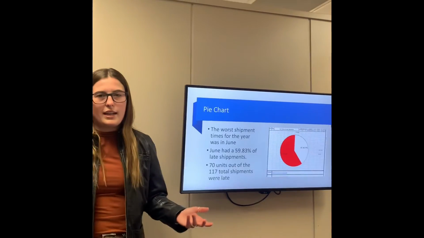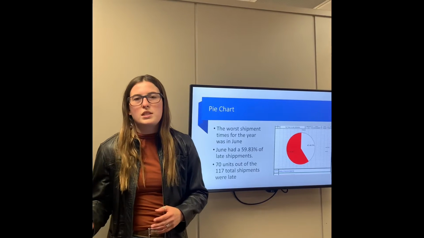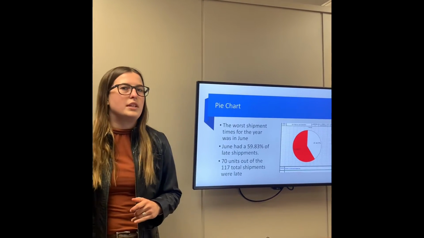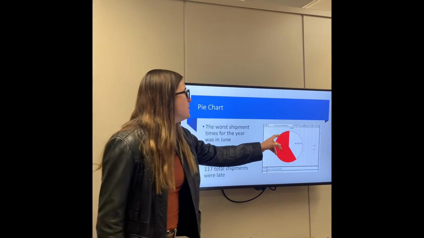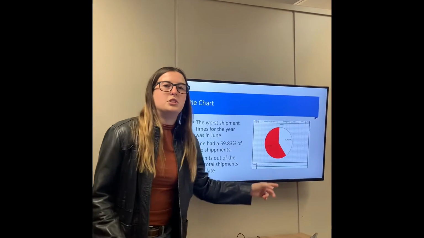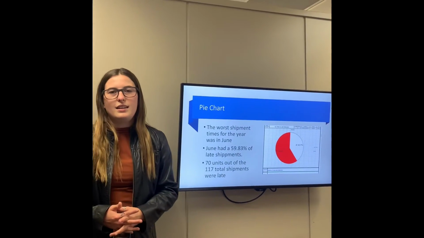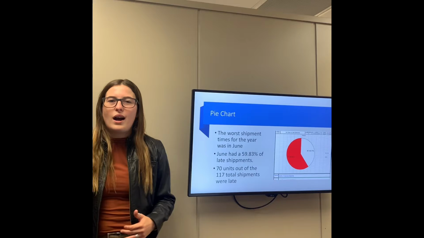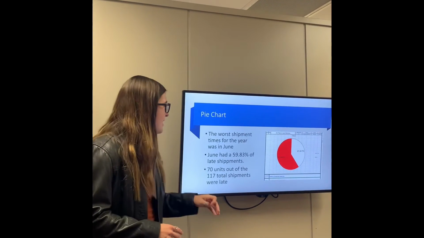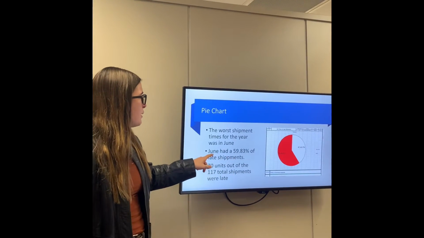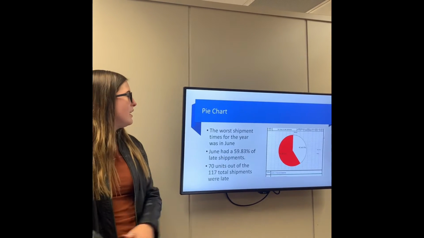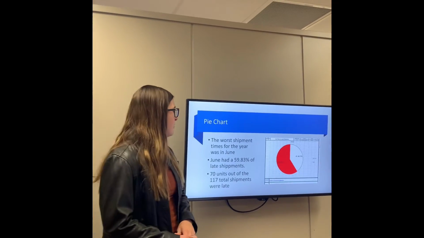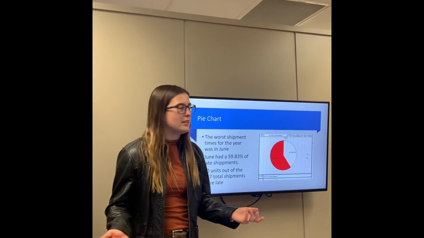So by looking at that data, I was able to look at the worst on-time percentages of the year, which turned out to be June. So I made a pie chart of June to look at the reasons why it was late. By looking at this, I was able to see that June had 59.83% of late shipments, or 70 units.